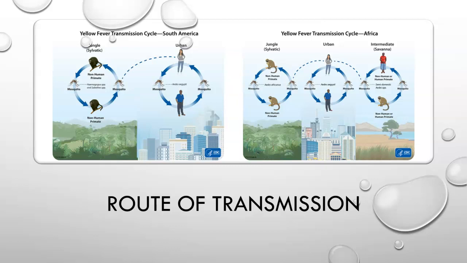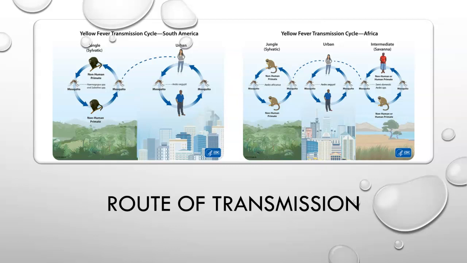The routes of transmission. In South America, there are two routes of transmission. We have the jungle, where the virus is transmitted from non-human to non-human. Mostly monkeys and chimpanzees are the ones infected when it comes to non-human transmission. And we have the urban transmission, where the virus is transmitted from humans to humans by the same Aedes mosquito. In Africa, there are three routes of transmission.